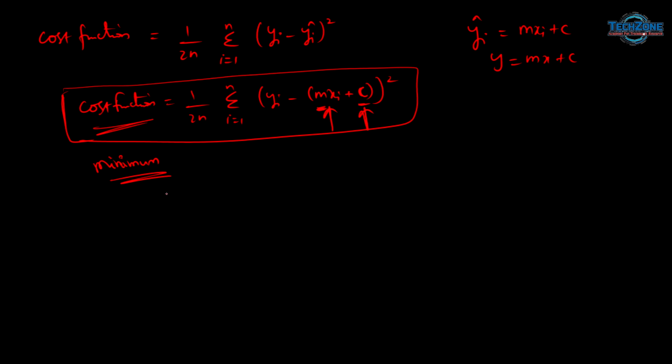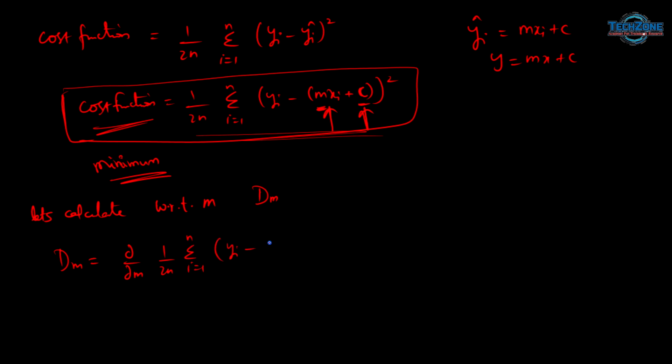So little bit of maths here. Let us first calculate the partial derivative of the cost function with respect to m. Let that be some dm. So that dm will be equal to the partial derivative with respect to m. What are we differentiating? This part, right? So 1 by 2n, i is equal to 1 to n, this is (yi minus (mxi plus c)) whole square.